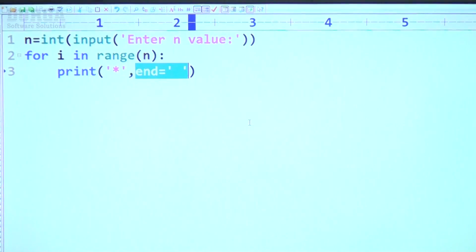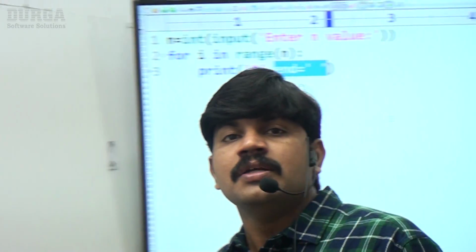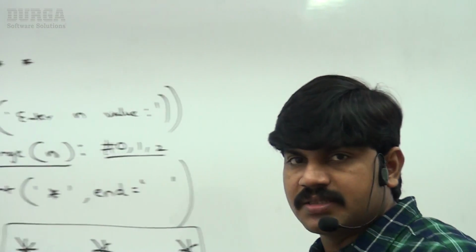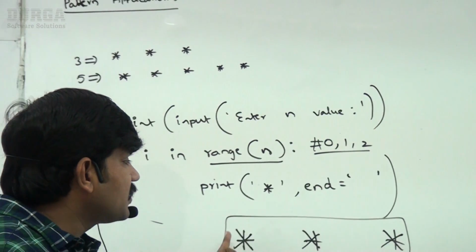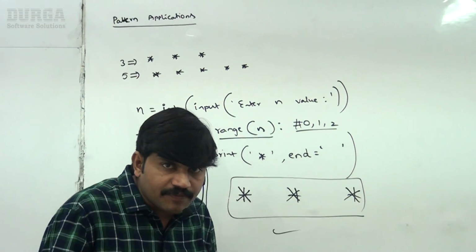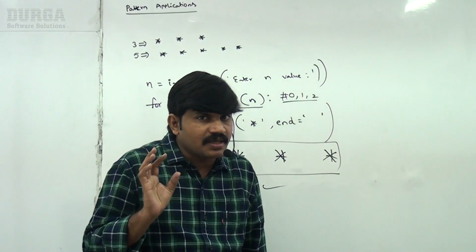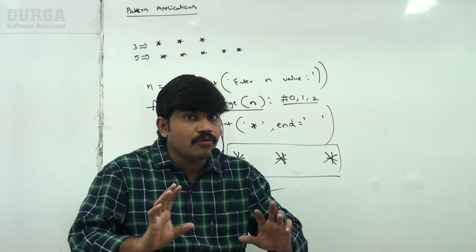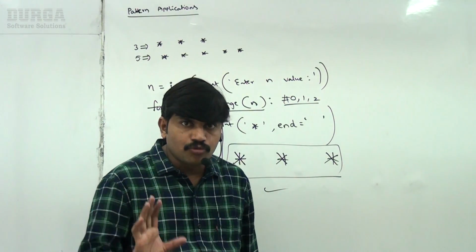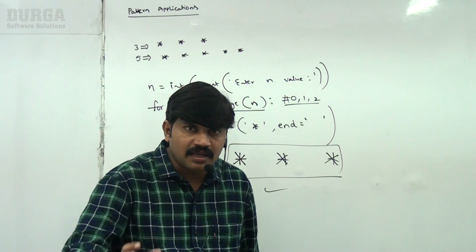Perfect. Now we are in a position to print n number of stars in the same row. Is it clear for all of you? It is a very basic example. Just execute this code and confirm the output before going to the next level. Clear?